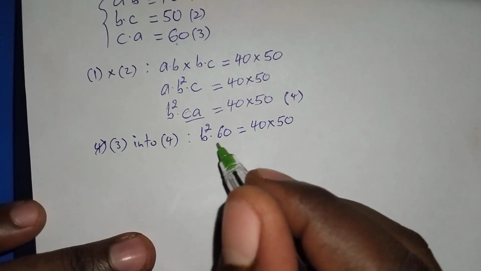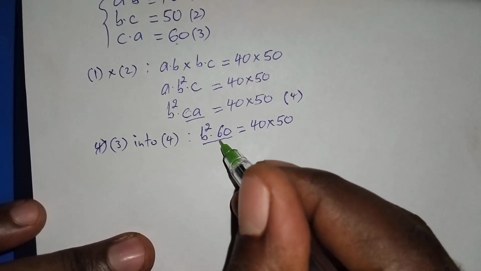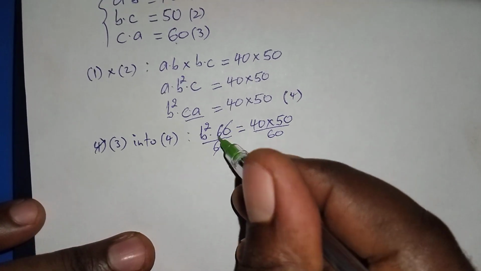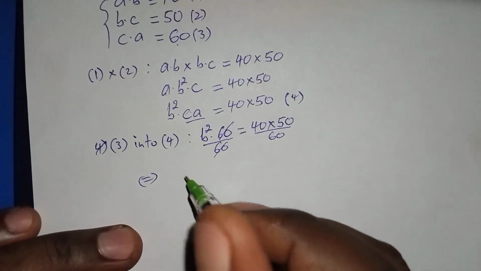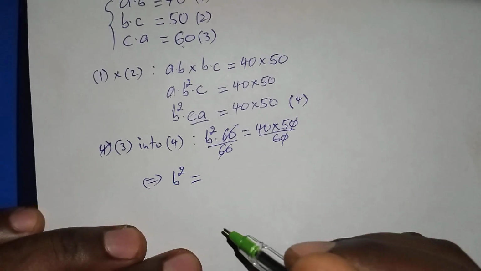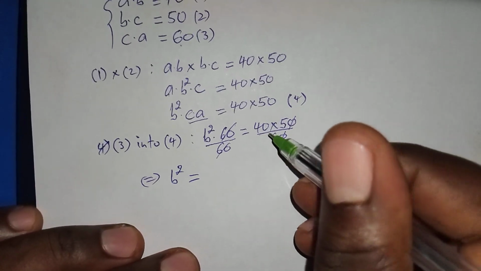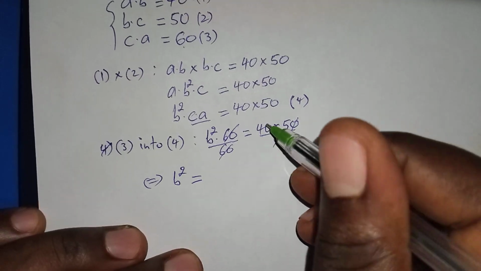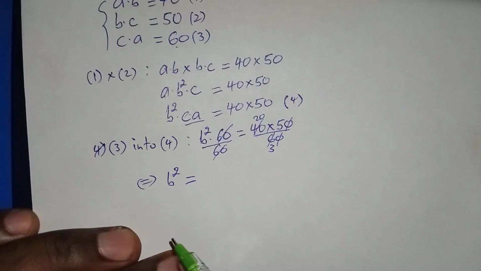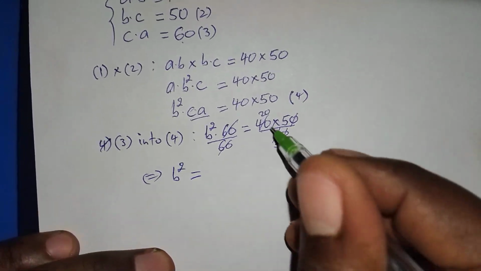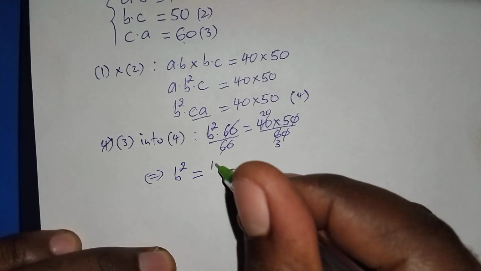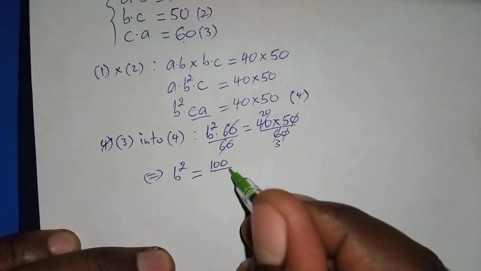We divide both sides by 60. 60 over 60 simplifies. So we have B square is equal to 40 times 50 over 60. Simplify 60 and 40 by 2, we have 3 and 20. So B square is equal to 20 times 5 over 3, it is equal to 100 over 3.